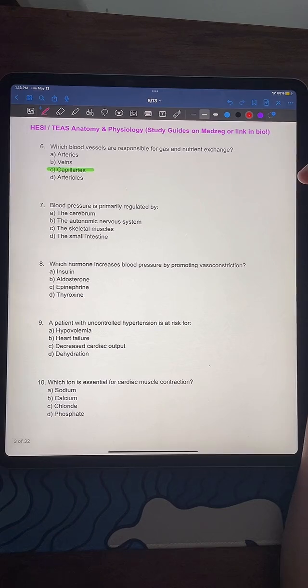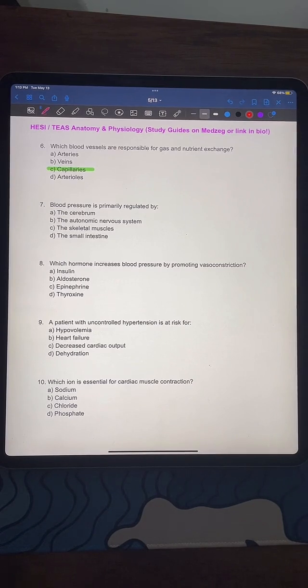Number 7, blood pressure is primarily regulated by. What is blood pressure mainly regulated by?